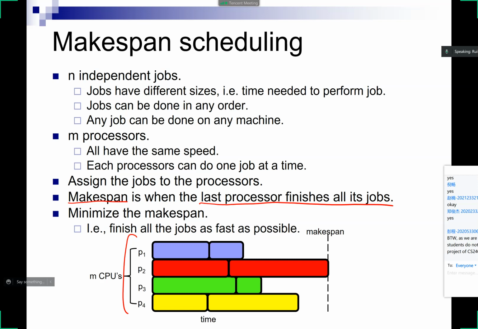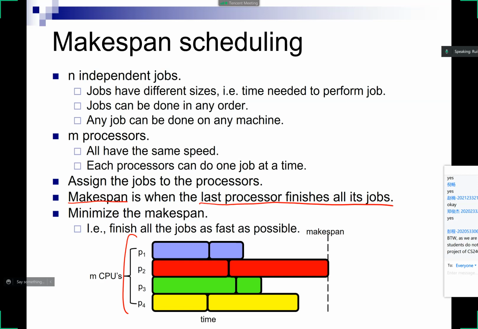And also, you can imagine that you have different types of processors, and so they run at different speeds. So you could have CPUs and GPUs and FPGAs and whatever, and they can run at different speeds. But again, in our setting, we just assume that everything runs at the same speed.